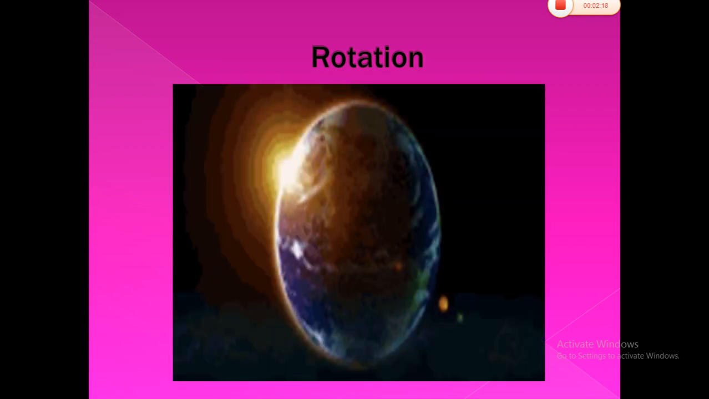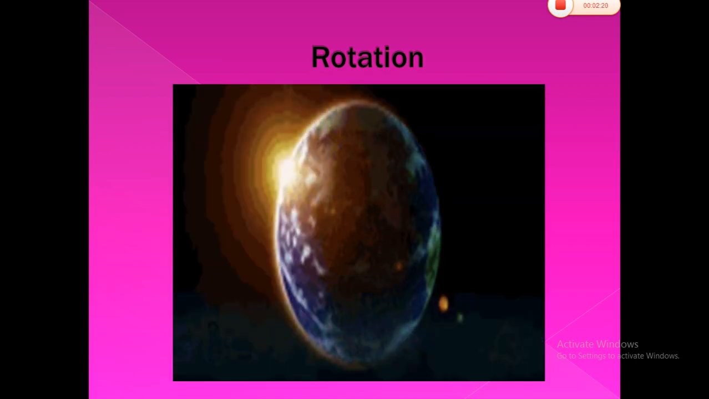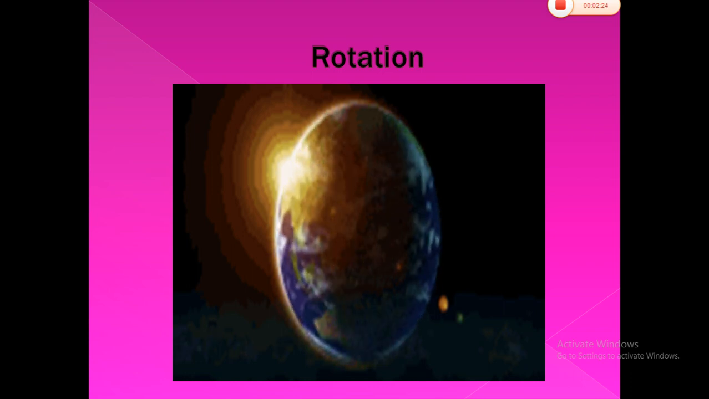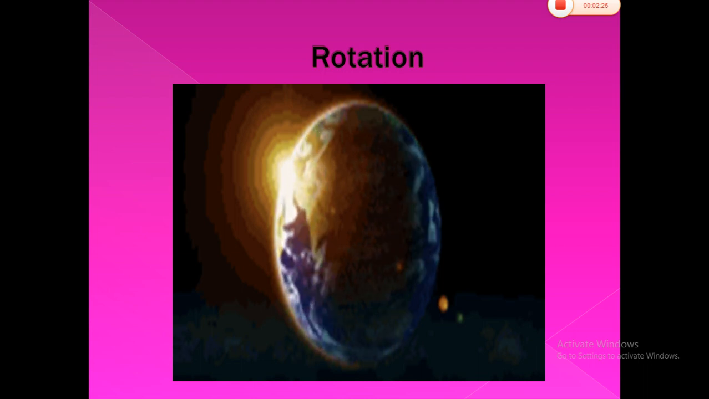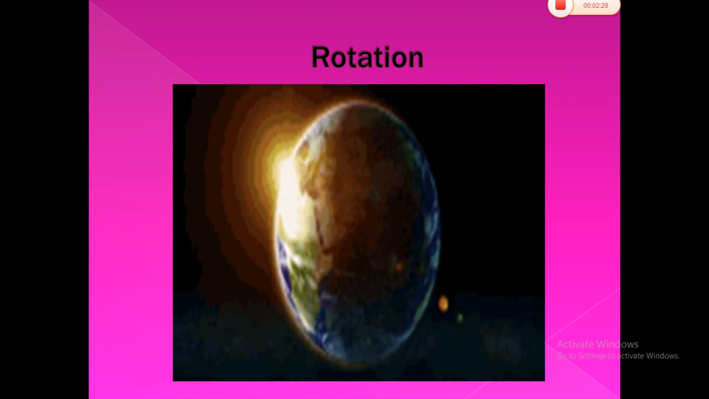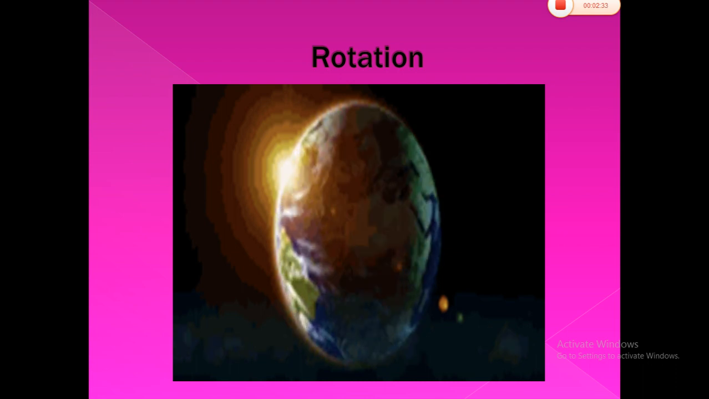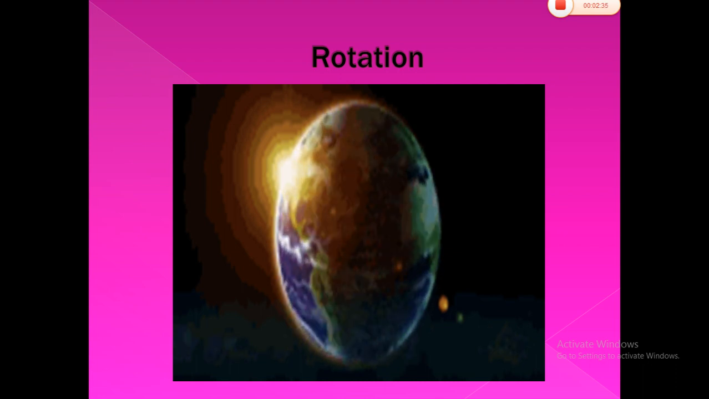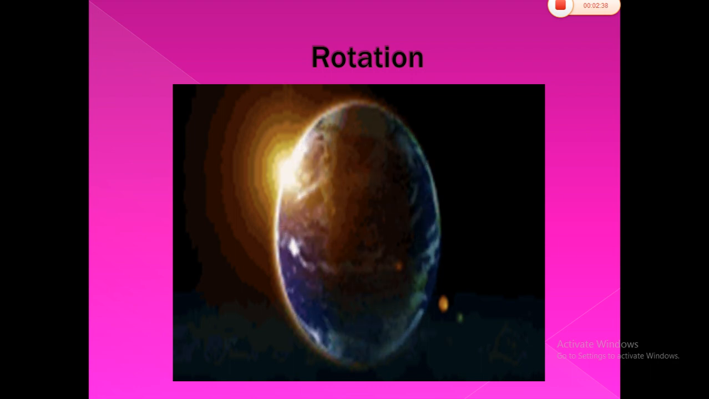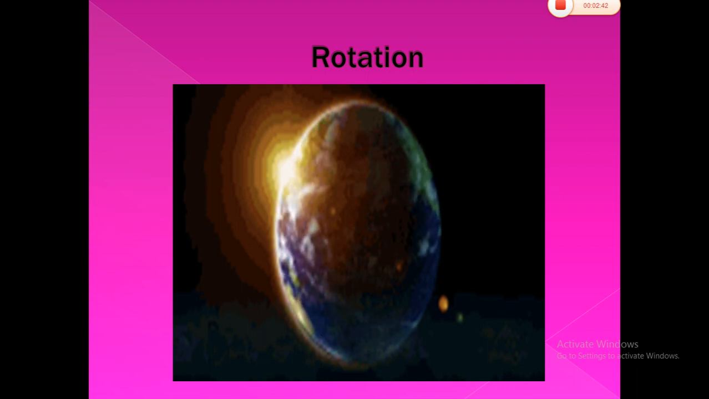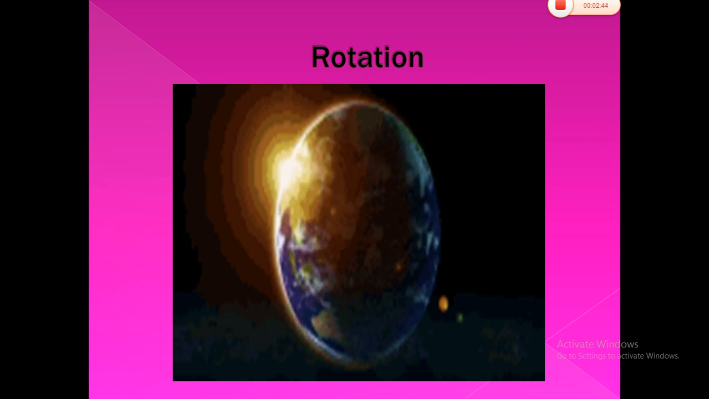First, we can study about rotation. The earth spins like a top on its own axis. It spins from west to east. The spinning of the earth on its own axis is called rotation. The earth takes 24 hours to complete one rotation. This time period is called a day.